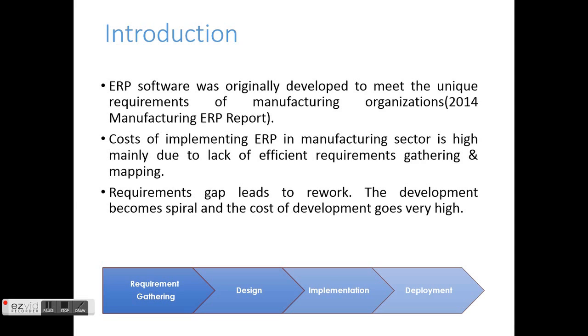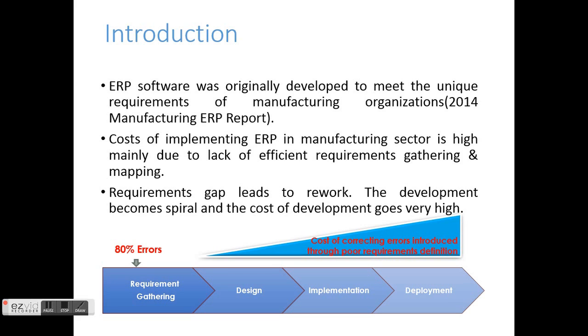This is a basic process for developing any ERP software. It starts with the requirement gathering phase, moves to design, then implementation and deployment. We can see that 80% of the errors are introduced at the requirement gathering phase, which means that the requirement gathering phase is not being done properly by the companies implementing the software.